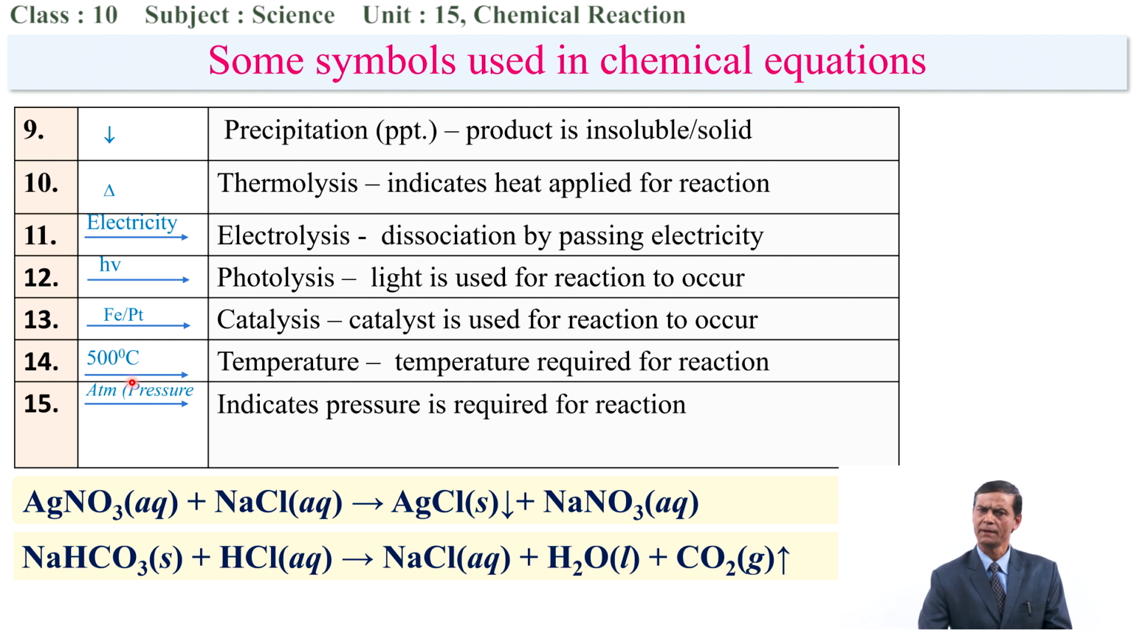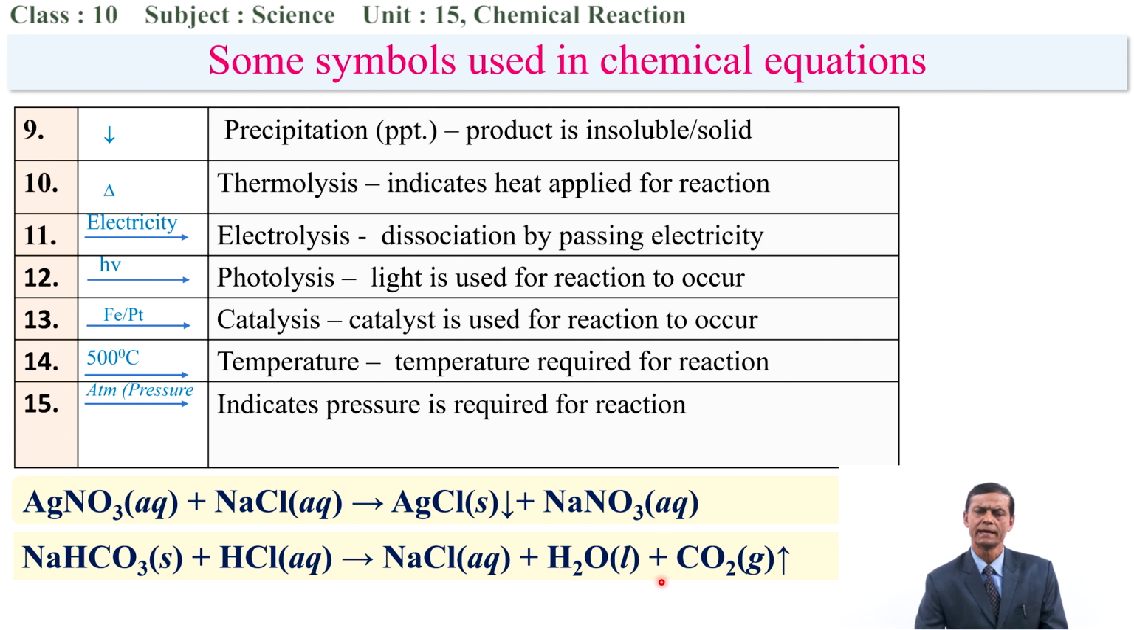Similarly, look at here, above the arrowhead there is a certain temperature in degrees Celsius. It denotes the temperature required. So temperature required for the reaction, isn't it? Some reactions can require temperature, or temperature can be given. Look at it, above the arrowhead there is ATM. ATM denotes the pressure, isn't it? So it indicates pressure that is needed for the reaction to occur.